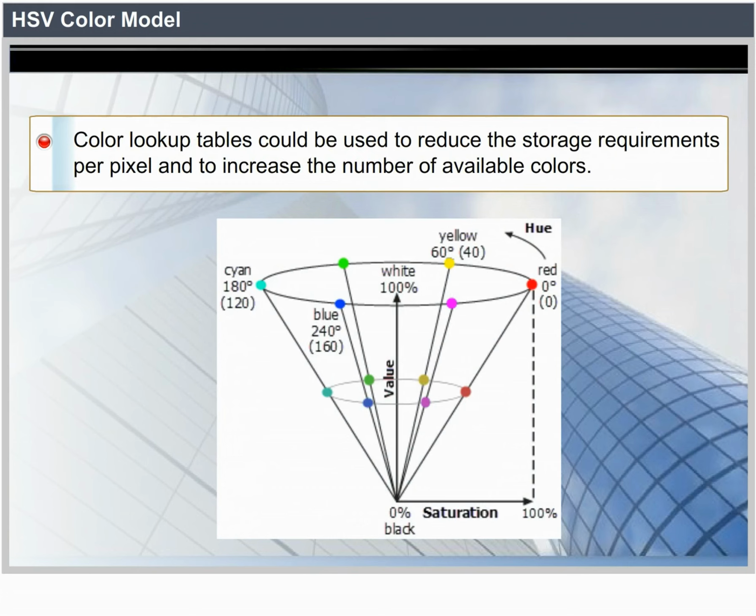Color lookup tables could be used to reduce the storage requirements per pixel and to increase the number of available colors.